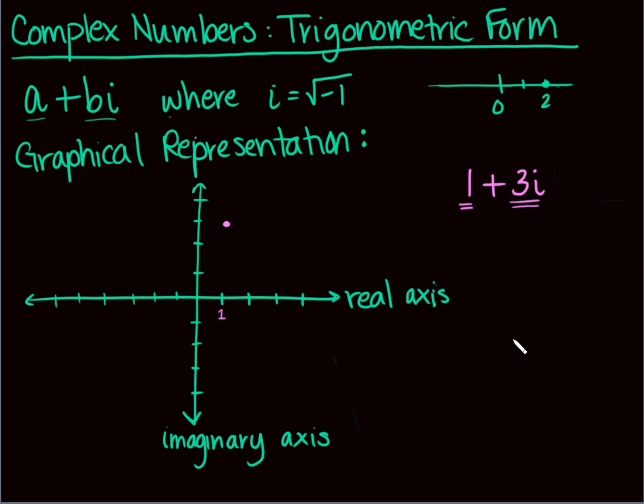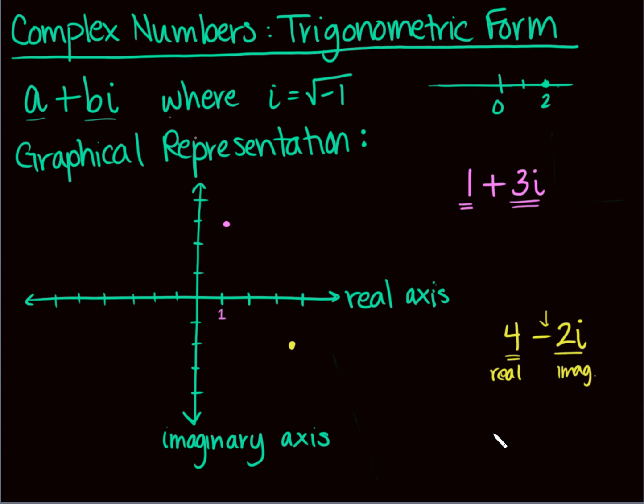Likewise, if I had something like 4 minus 2i, what is the real part of the number? The real part of the number is 4. The imaginary part is -2, because of that negative right there. So I'm going to go to the right 4 and down 2, and that's my number right there. So pretty straightforward, I think.